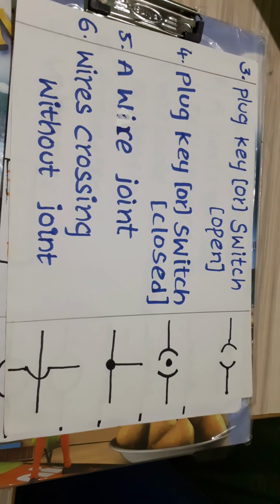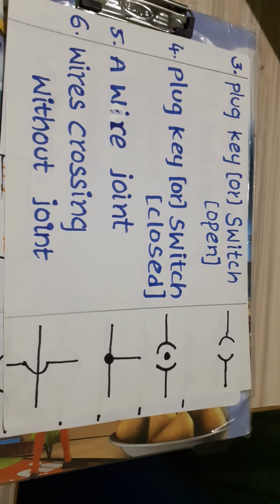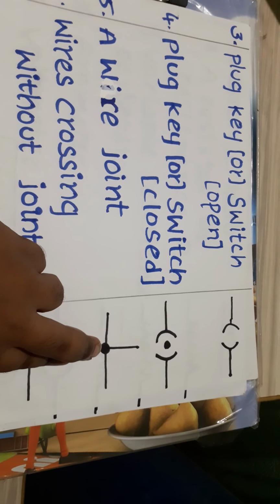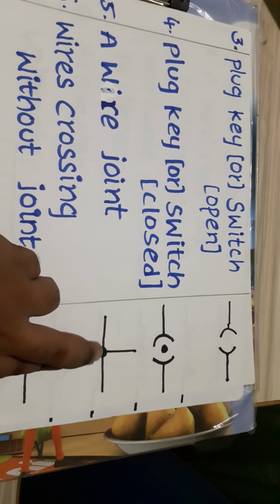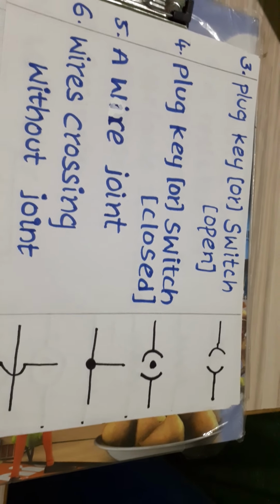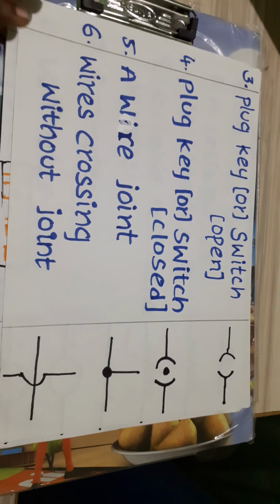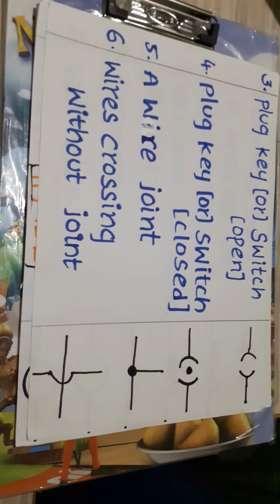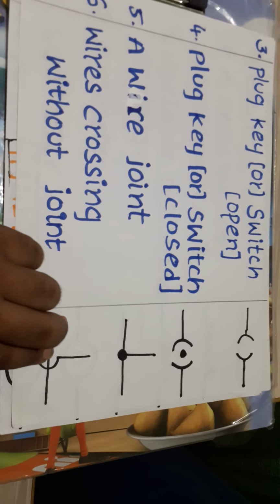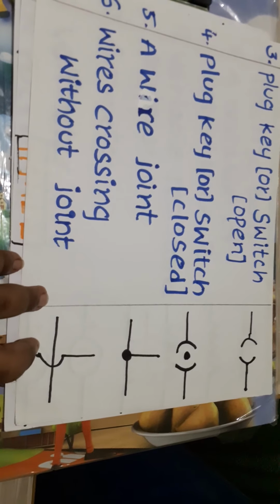A wire joint. Generally a number of wires are joined in an electrical circuit. This is the joining symbol. This symbol shows the joining of one or more wires, more than one wire. Wire crossing without joint. Next. When two wires are crossing without a joint.